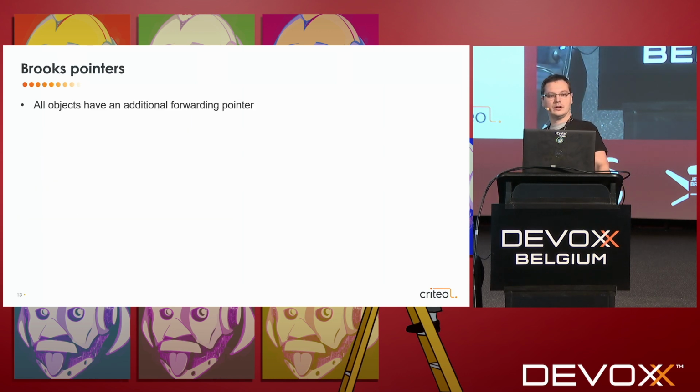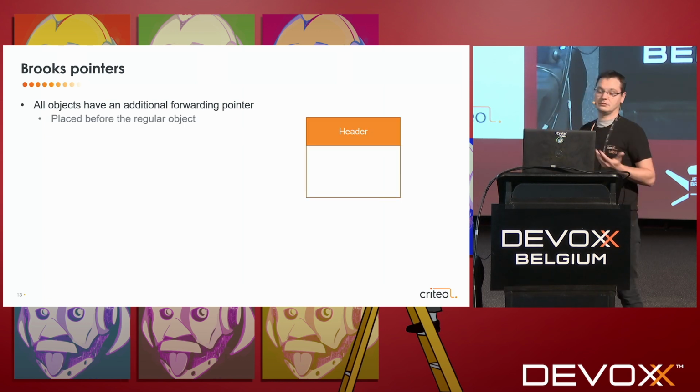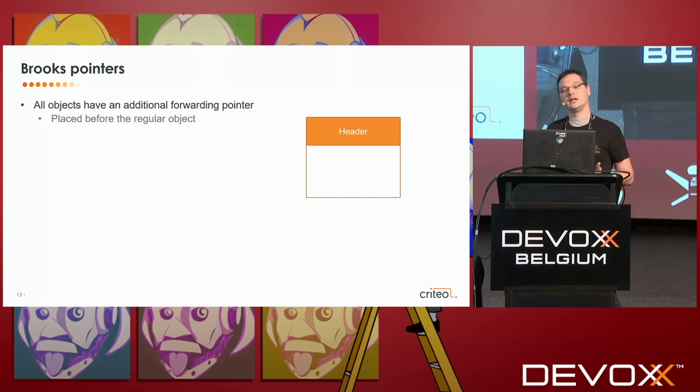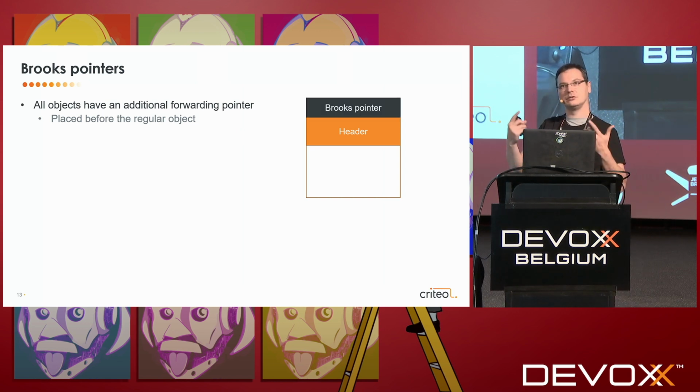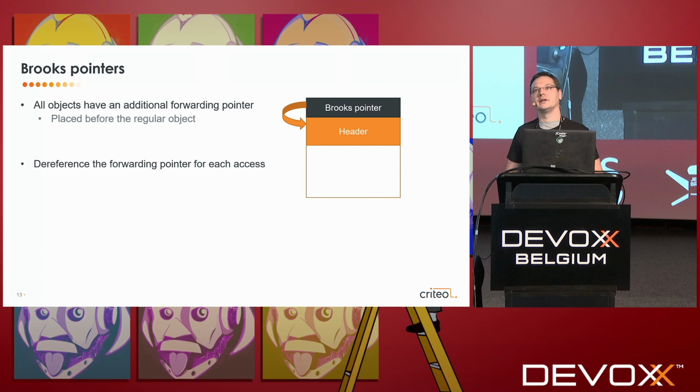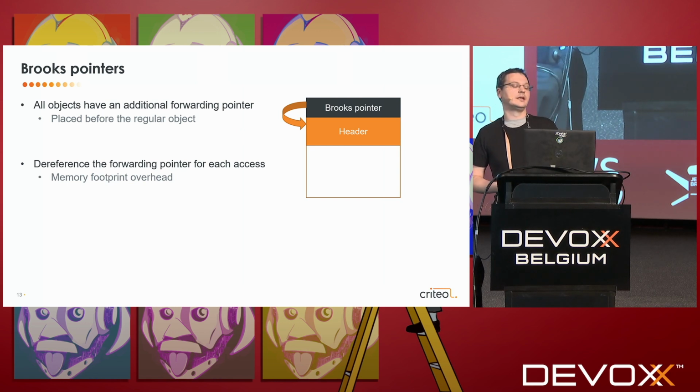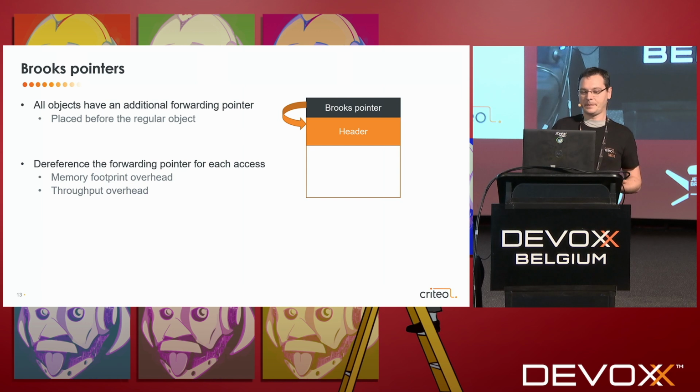So Brooks pointer. What is a Brooks pointer? All objects have in the JVM an additional forwarding pointer placed before the regular object. So you have this object with a header, that's normal for JVM, but with Brooks pointer we add an additional pointer on top of that that points to the object most of the time. So each time you need to access this object, you need to dereference this forwarding pointer to get into the real object for each access. So it means that we have a memory footprint overhead and also a throughput overhead with this.